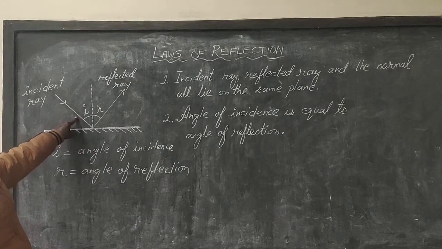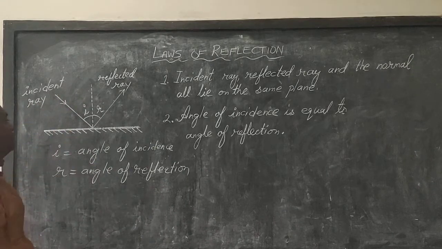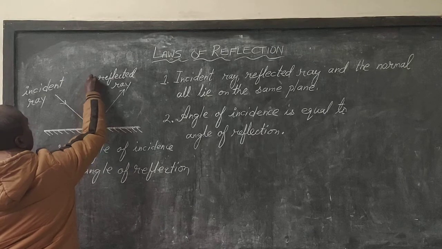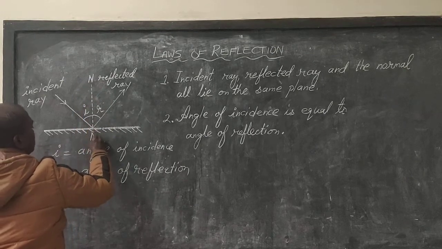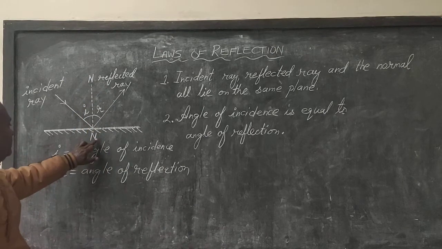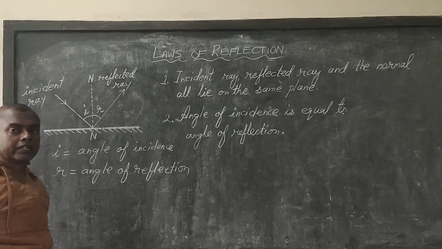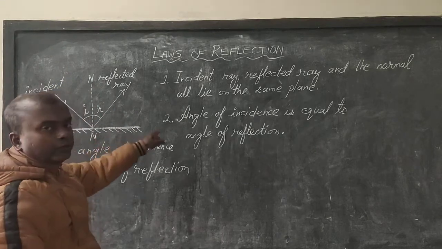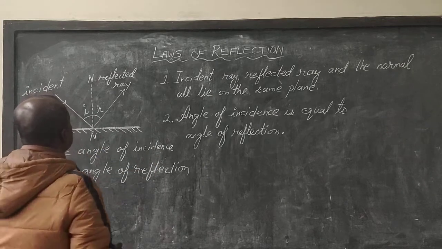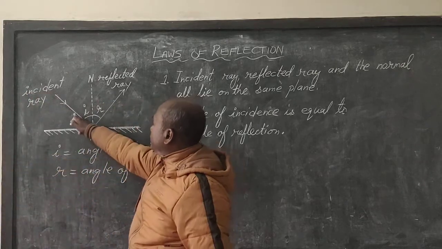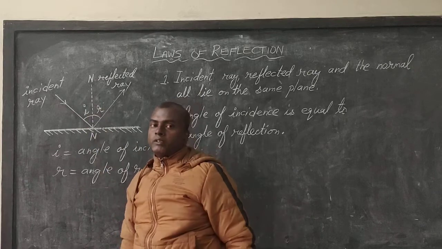I is the angle between the incident ray and the normal. This is the normal line, I am writing it as capital N. N stands for the normal line. The normal line is perpendicular, or at 90 degrees, to the plane of reflection. So the angle between the incident ray and the normal is called the angle of incidence.